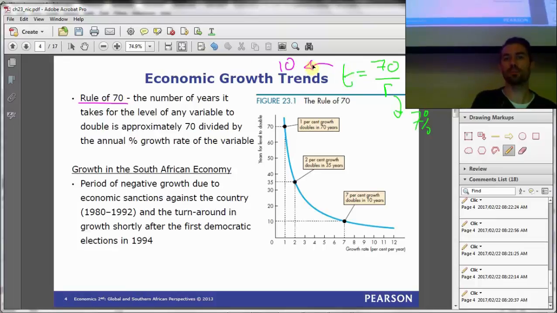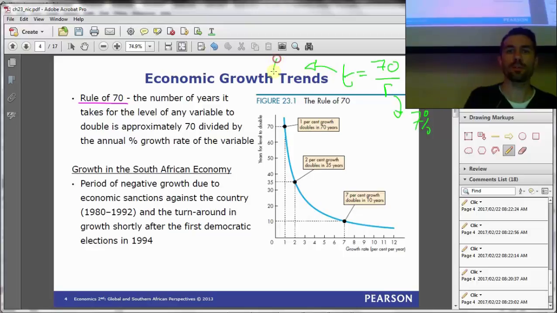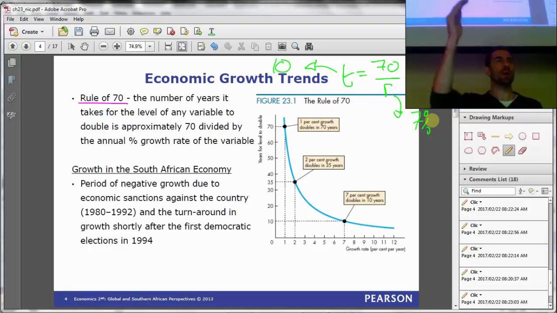Okay, so T. If we're looking at a period of 10 years, and in 10 years our GDP doubled, that means that the growth rate over that period was 7%. Last week, when we were looking at the inflation numbers, and how the price level was changing on average over 10-year periods, that allows you to calculate an average interest rate. Where does this come from?